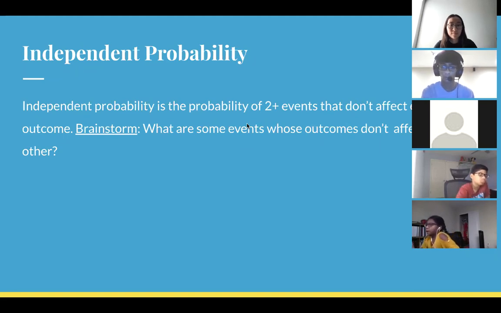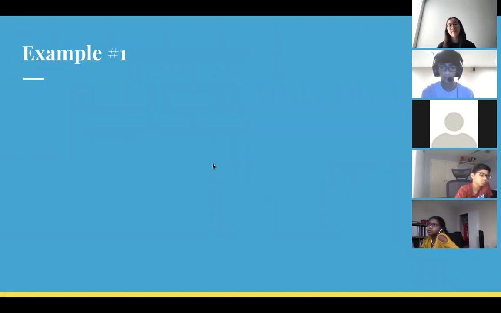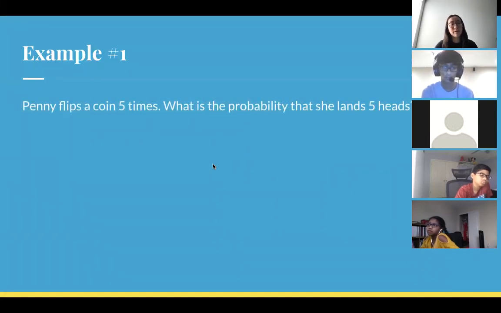Okay. Next slide. Okay, so we're going to do an example of independent probability. Penny flips a coin 5 times. What is the probability that she lands 5 heads?